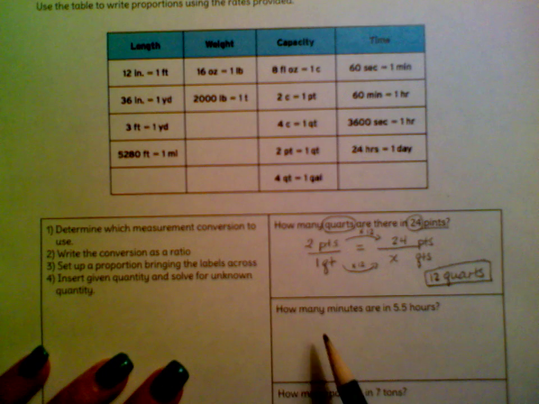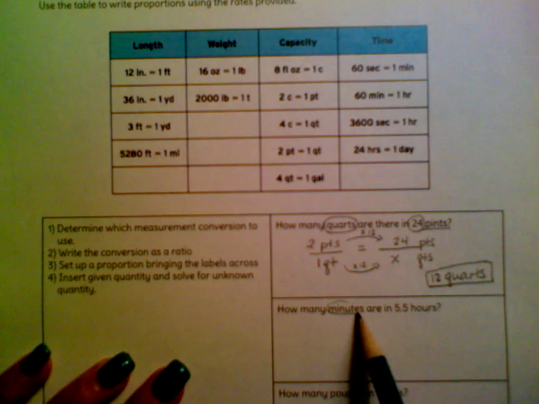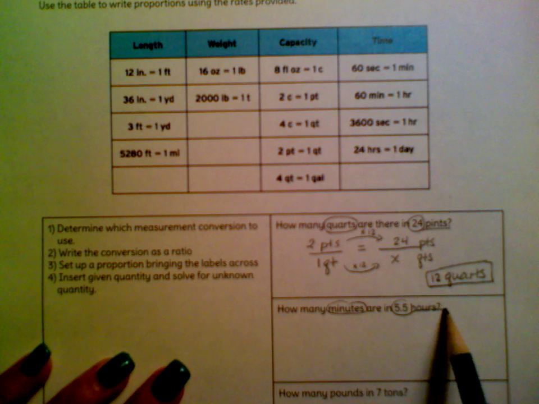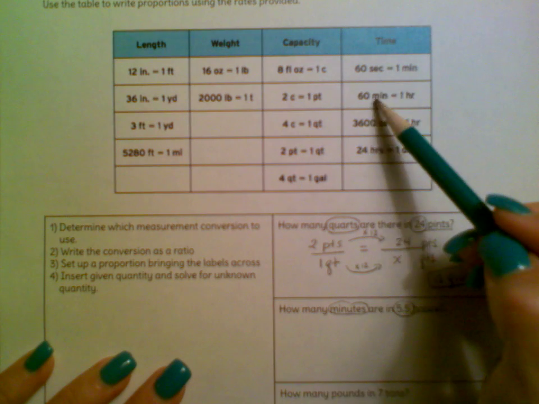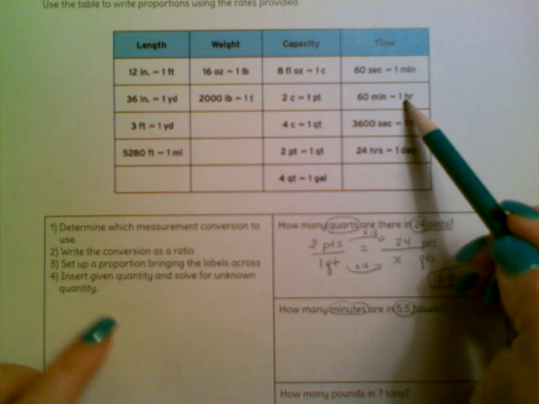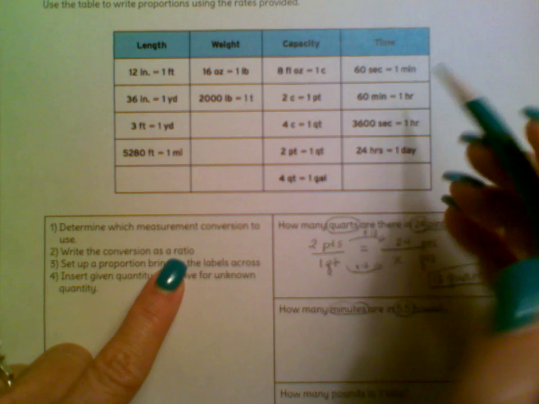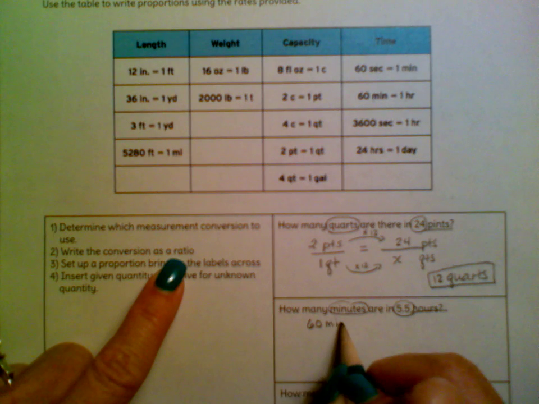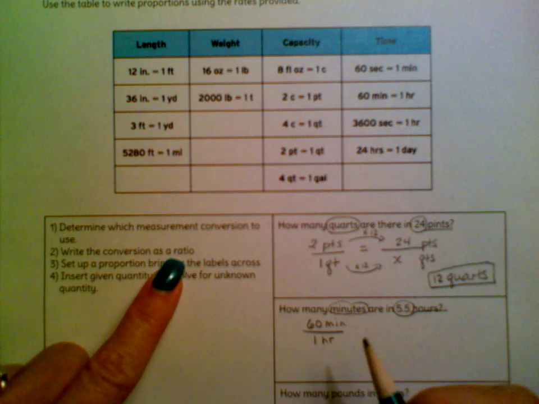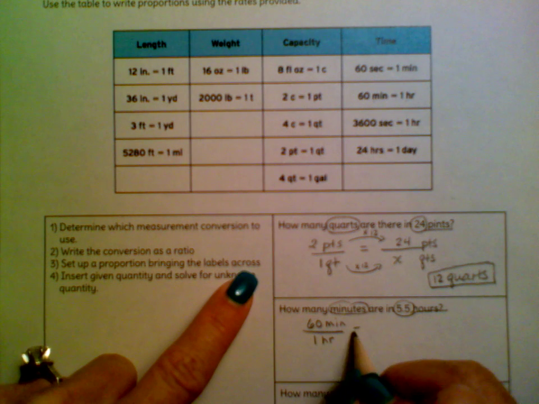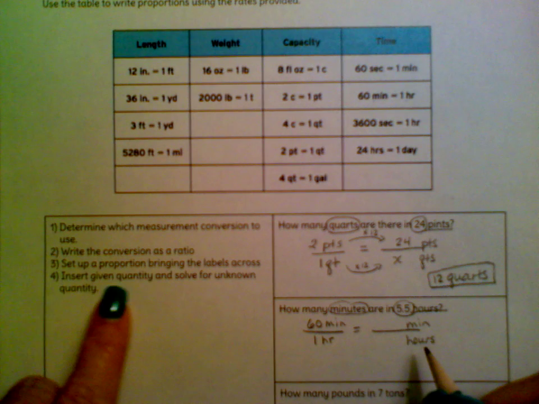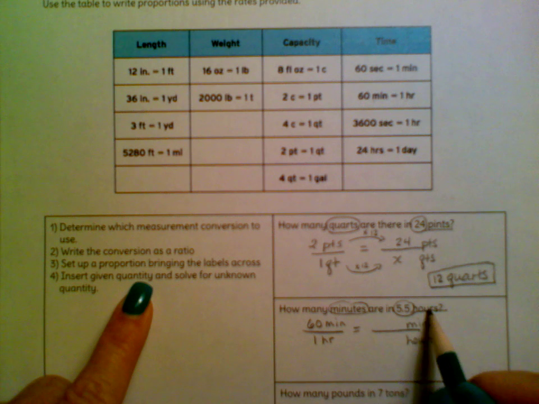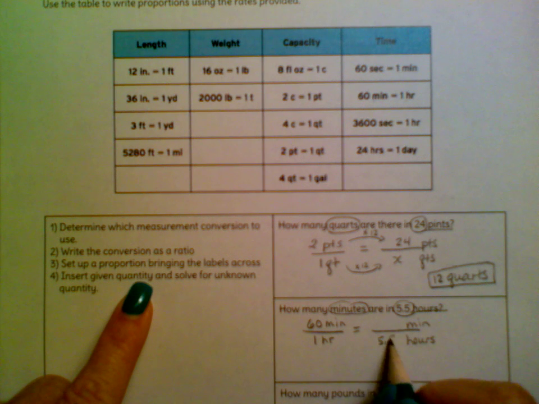Okay, let's take another one. How many minutes are in 5.5 hours? So I'm doing minutes and hours, this is time. So find minutes and hours, there's 60 minutes in 1 hour. So write the conversion as a ratio. 60 minutes, 1 hour. Set up a proportion and bring the labels across. Minutes, hours. Insert the given quantity, 5.5 hours. It goes in the denominator. X goes in the top.